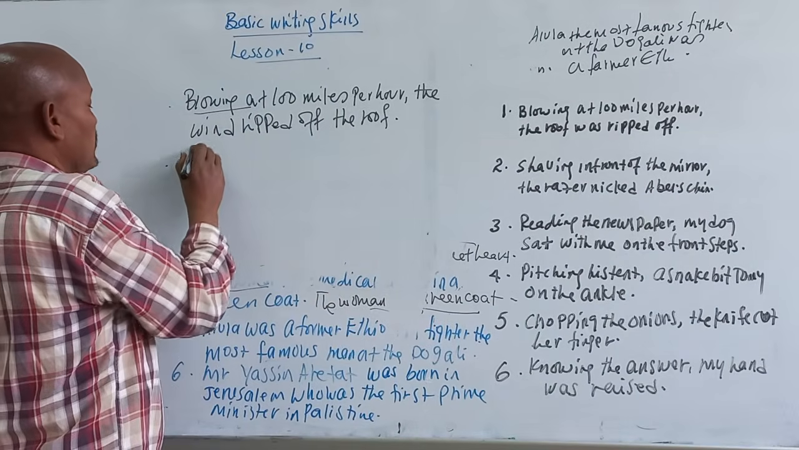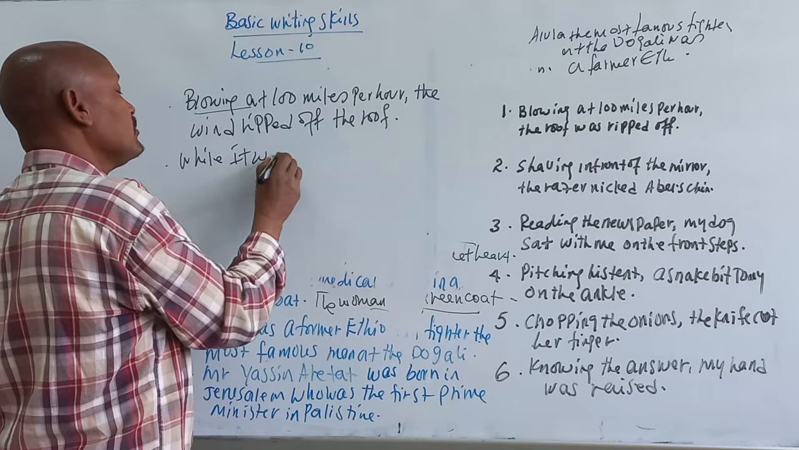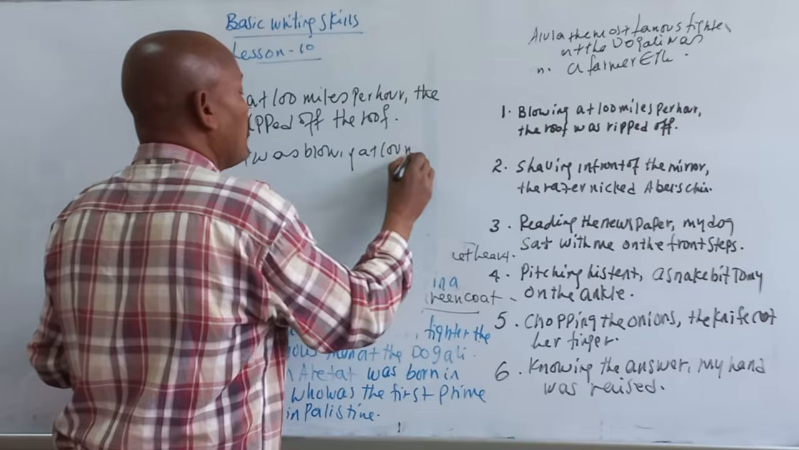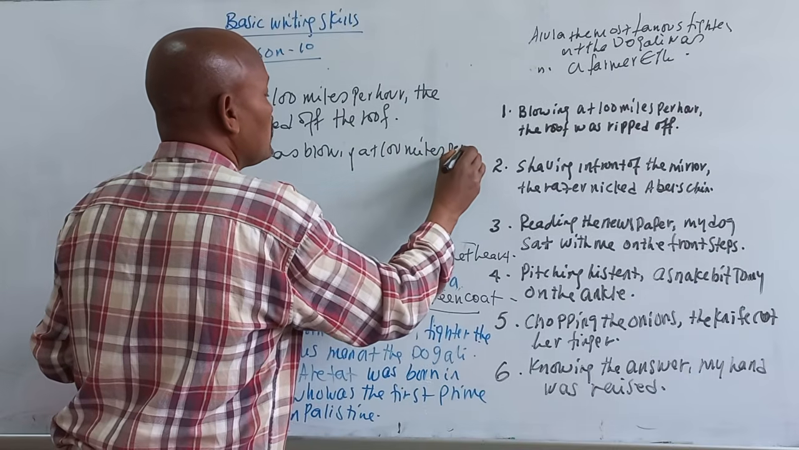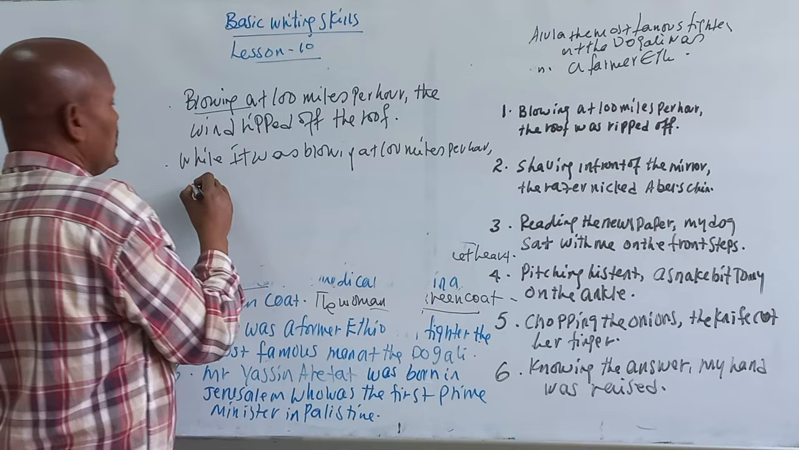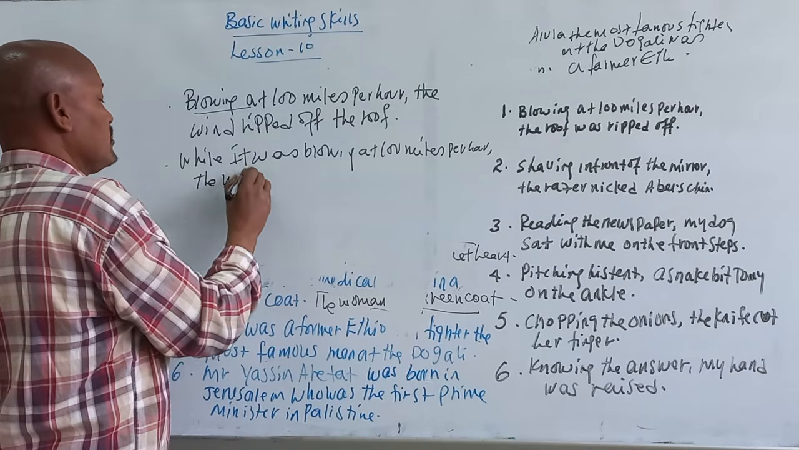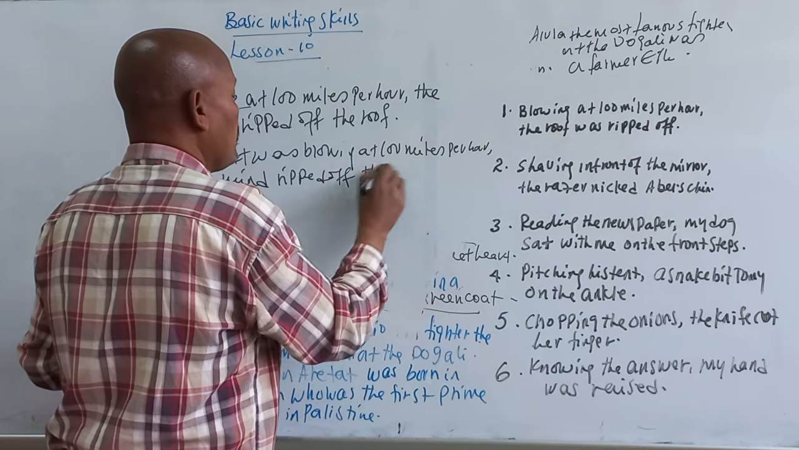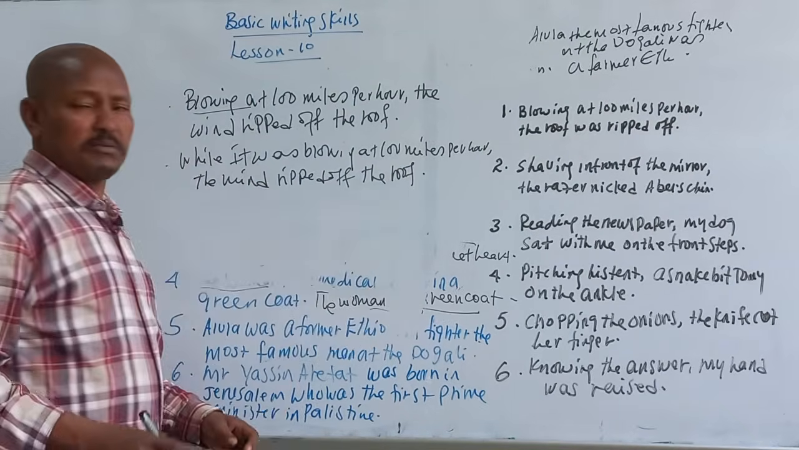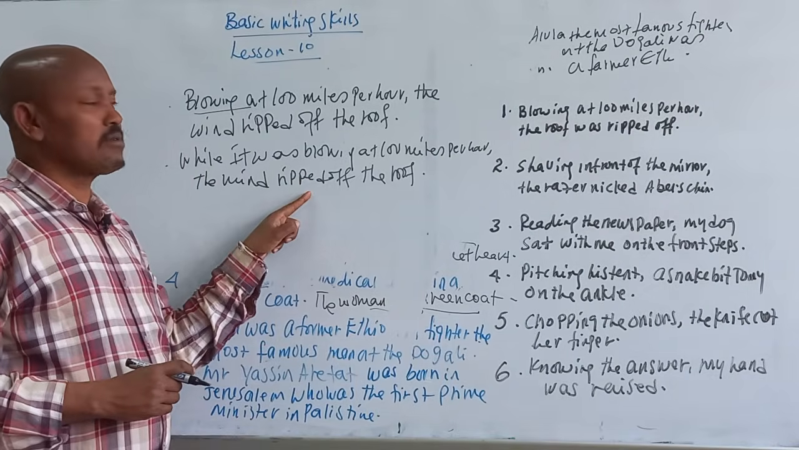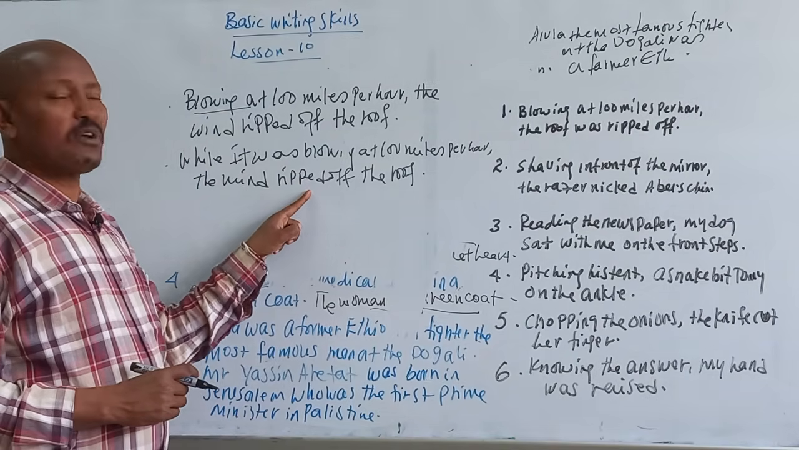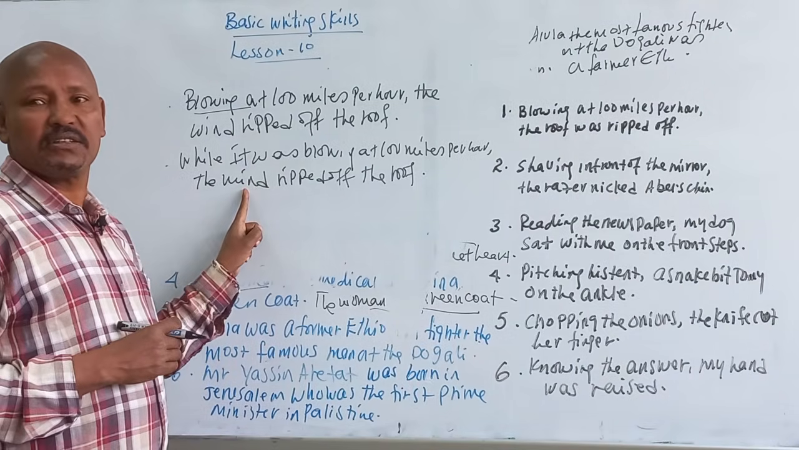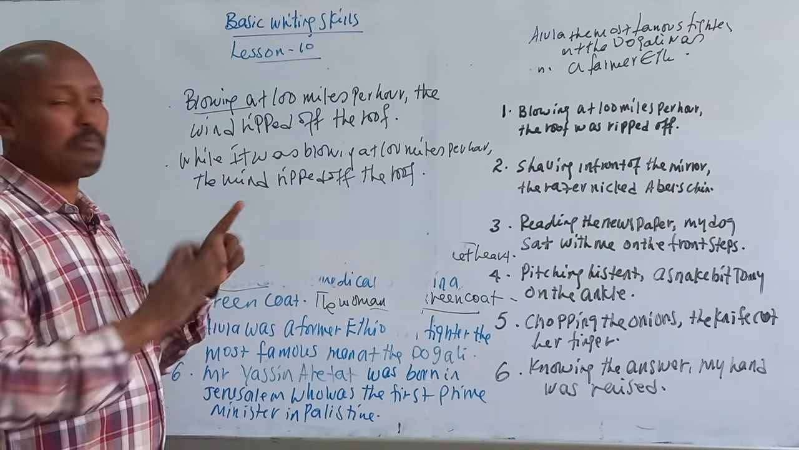While it was blowing at 100 miles per hour, comma, the wind ripped off the roof. Possible. While it was blowing at 100 miles per hour, the wind ripped off the roof. While it was... it replaces the wind. So this is the second way we can do it.